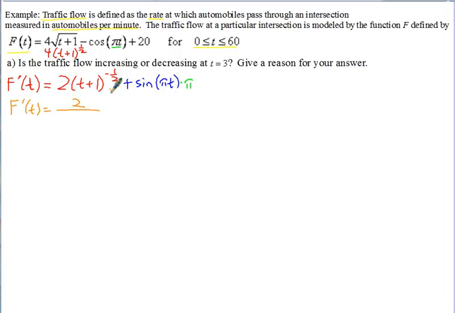If we move that to the denominator to get rid of the negative exponent, put it in radical form, that'd be the square root of t plus 1. And we can bring this pi out in front, times the sine of pi t.